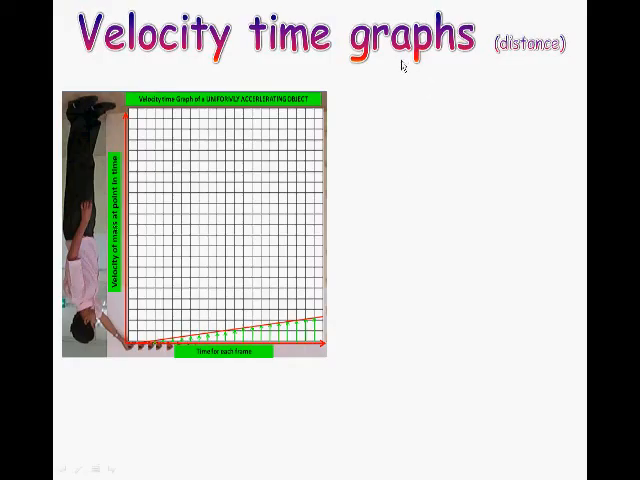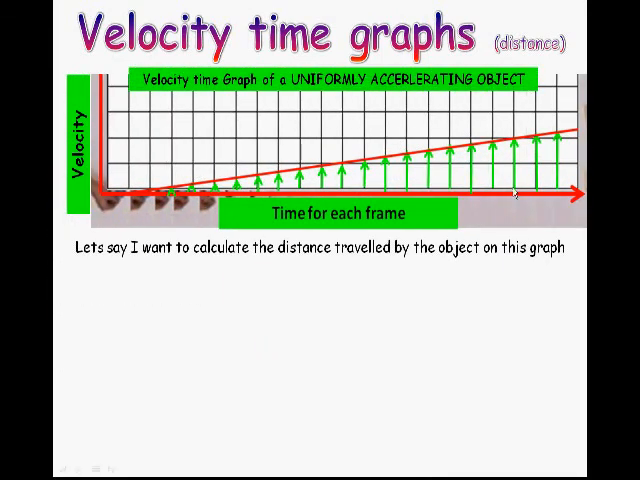Okay, so here we have another example of calculating distance covered with a velocity time graph. This time it's with a uniformly accelerating object. Let's just zoom in on that graph and make it a bit bigger. And I want to now calculate the distance covered by the object on the entire graph, so for the entire amount of time that's displayed on this graph.